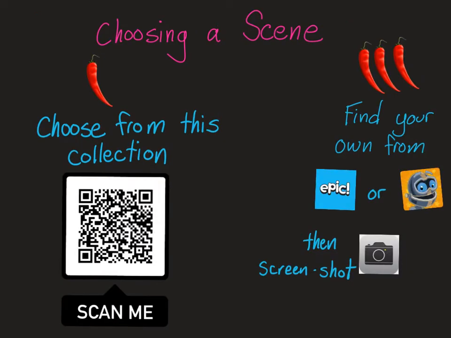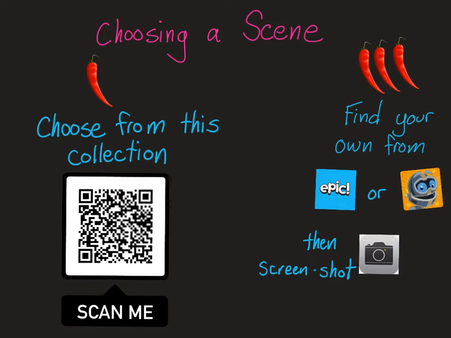First, you need to pick a scene to act out. You can choose from this collection that I've made by scanning this QR code. It'll take you to a document where I have pictures from Little Red Riding Hood, the Gingerbread Man, the Three Billy Goats Gruff, the Three Little Wolves and the Big Bad Pig, Goldilocks and the Three Bears, and also from the Three Little Pigs and the Big Bad Wolf. That would be the easiest. A scene's already been picked for you.